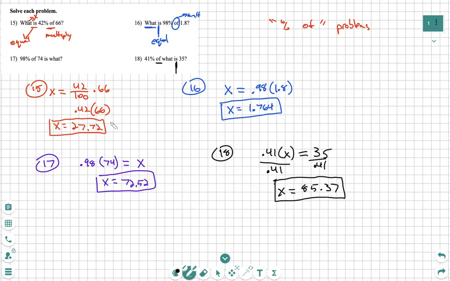Not too difficult, fairly easy and fairly straightforward. We just read it as is. Convert to a decimal. Of means multiplication. Plug that number where it belongs. Is is an equal sign. What is our unknown? And that is it. Turn it into math. Let the math do its thing, and we get our answers every single time.